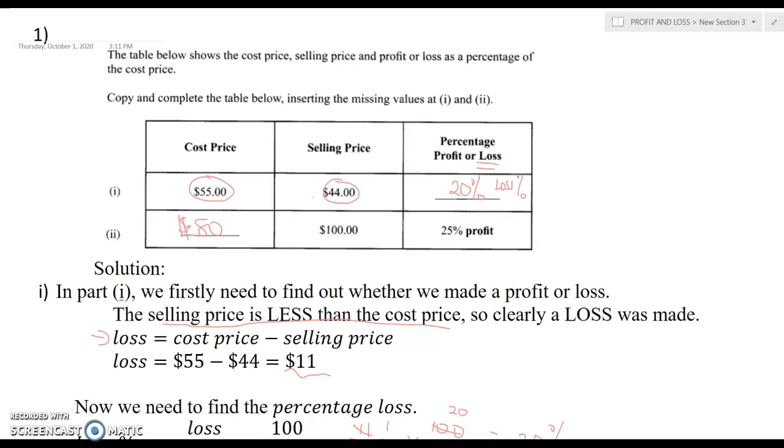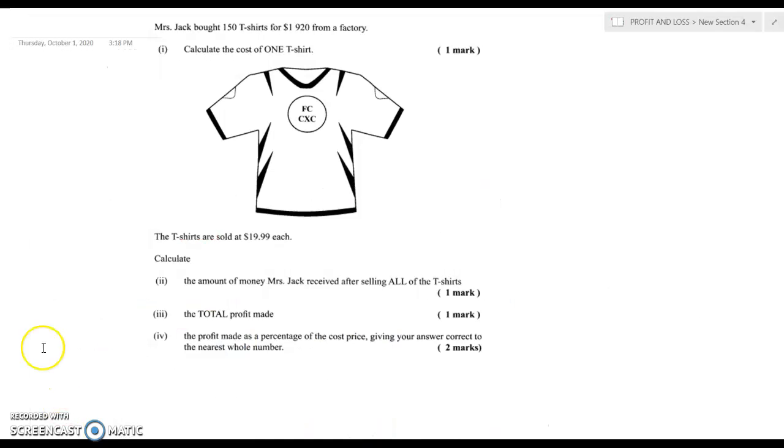Again, these consumer arithmetic questions are a lot of word problems. So you really need to read, understand, underline, circle, highlight any information they give you and the thing they want you to find. Alright, so let's look at this question together. Mrs. Jack bought 150 t-shirts for $1,920 from a factory. Now, part 1 says calculate the cost of one t-shirt. So I could do part 1 right here.